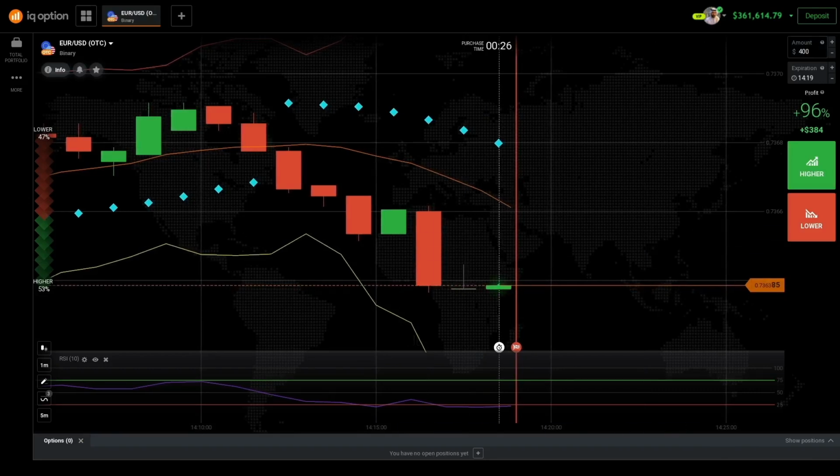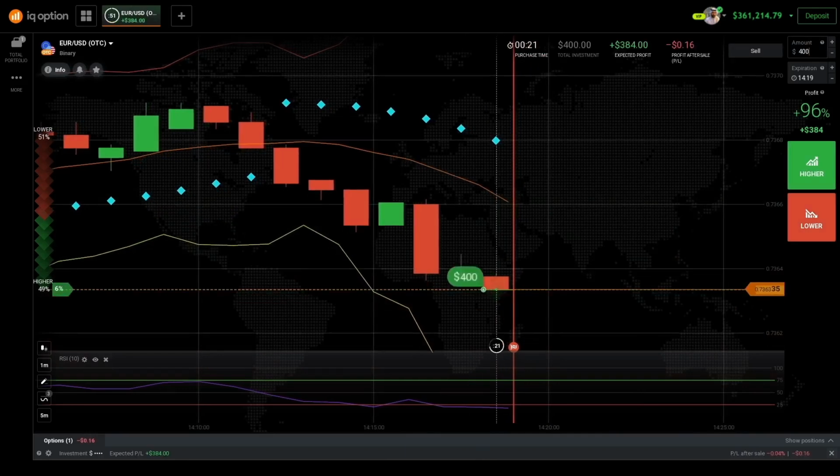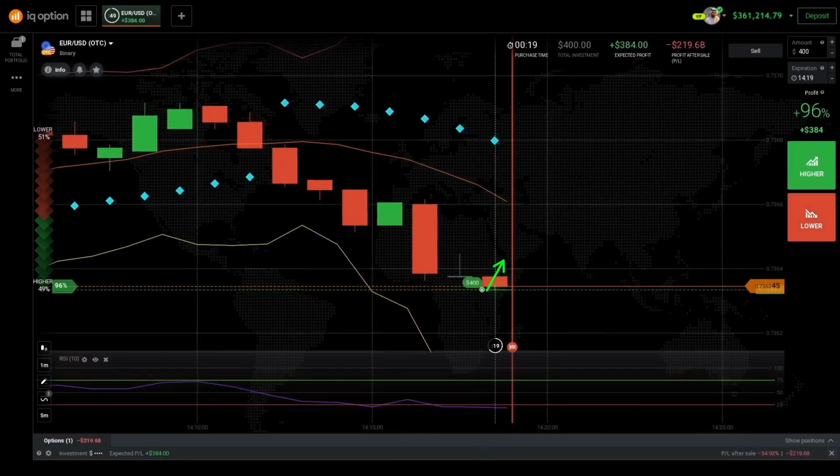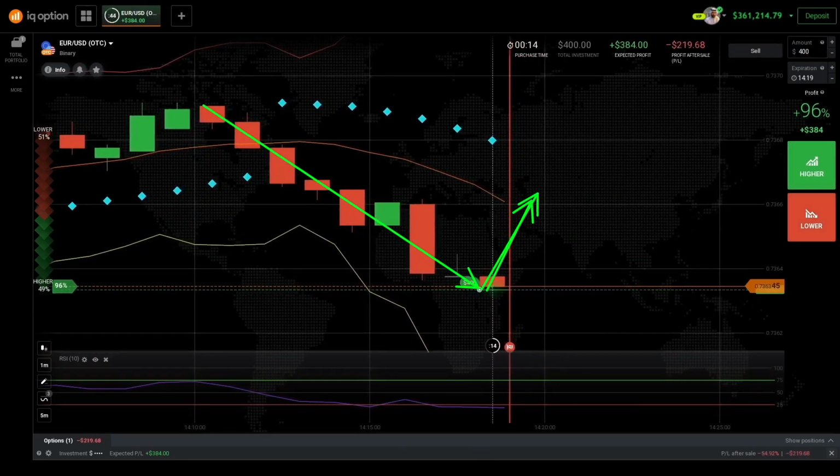Amazing, guys, amazing. I found another beautiful signal. So let's open this trade over here. This one is going up. I've been following this trade, and now this one is going up.